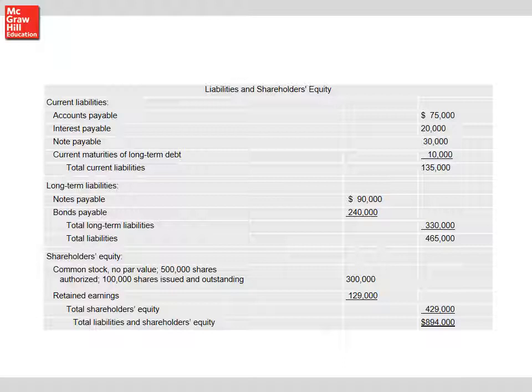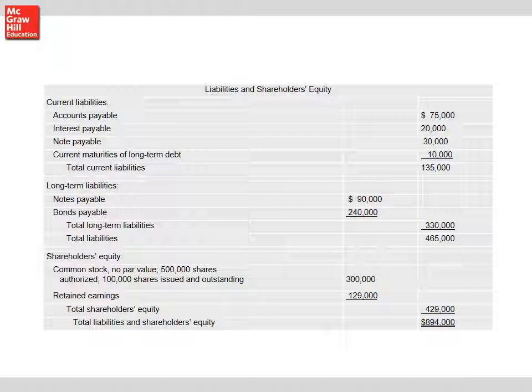Add them up, total current liabilities. Then we have our long-term debt. The bonds payable is $240,000, and the notes payable will be $40,000 less because $40,000 of it is considered current. So $90,000. Add those 2 together to get your total long-term liabilities. Current liabilities plus long-term liabilities, total liabilities.